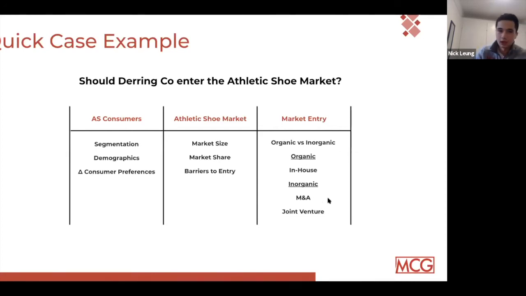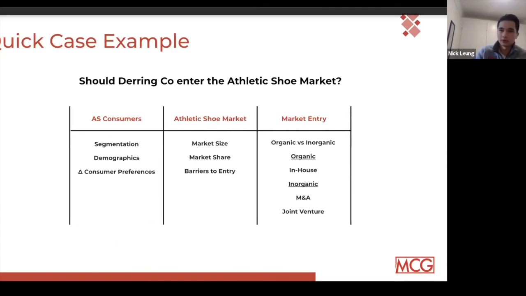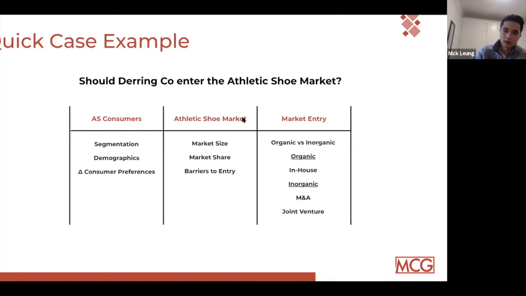Cool. And then in terms of the other 2 buckets, I think we covered this. For example, the athletic shoe market: what is the market size? So what is the total amount that is in the market. And secondly, what's the market share? So who are the competitors within the market and what percentage of the market do they take up?